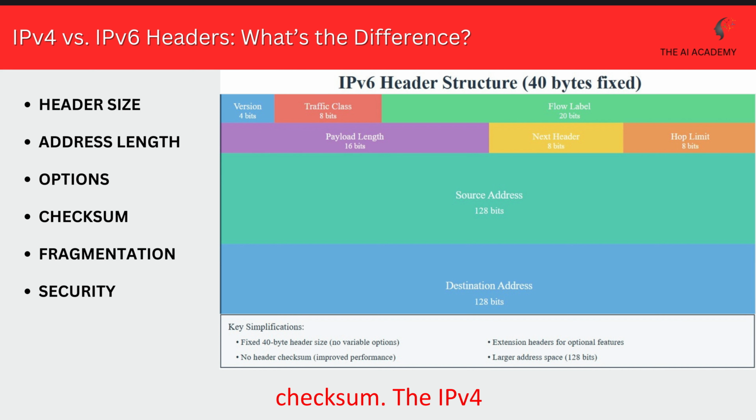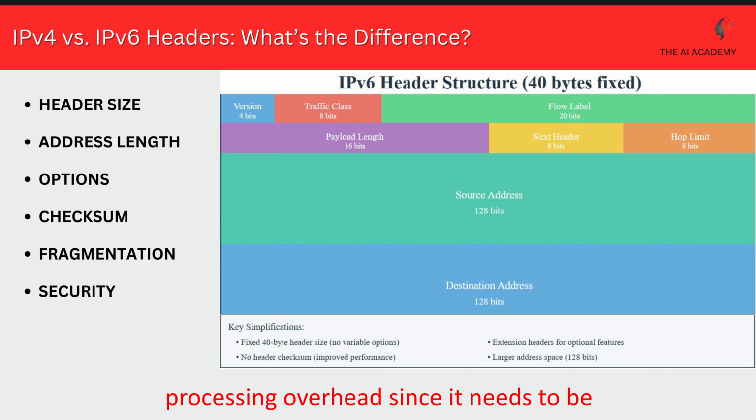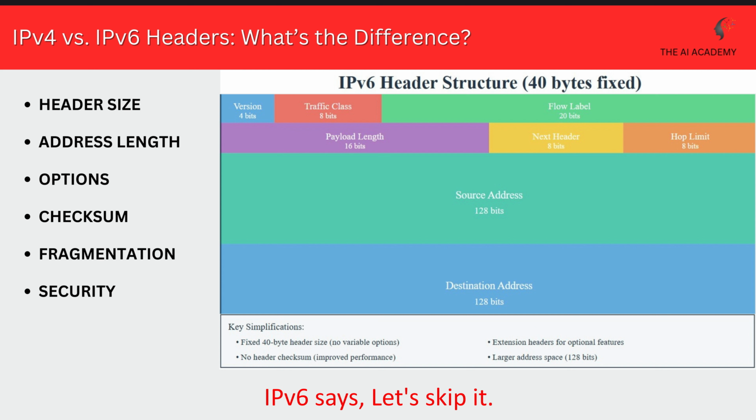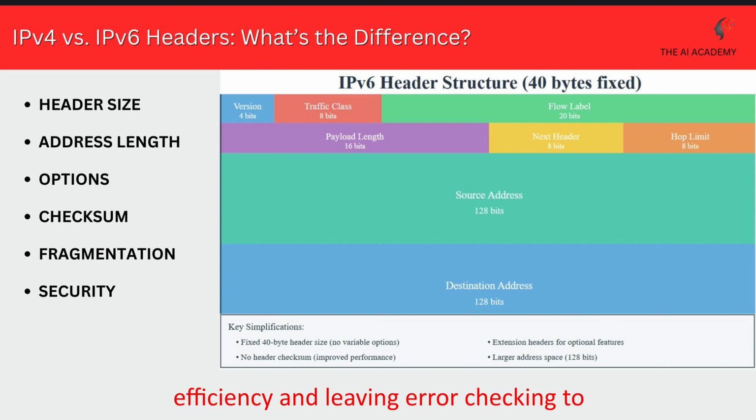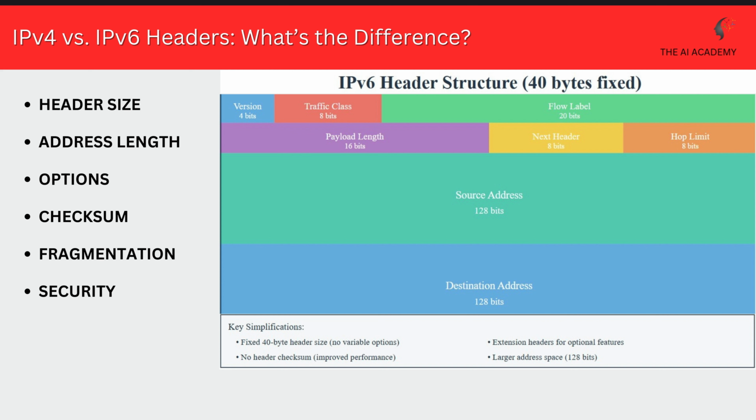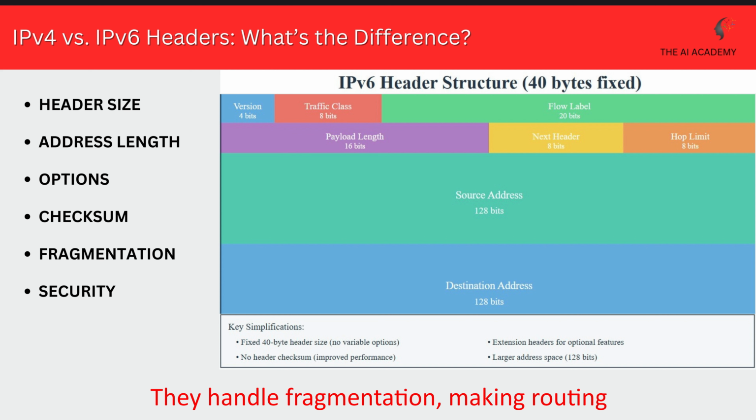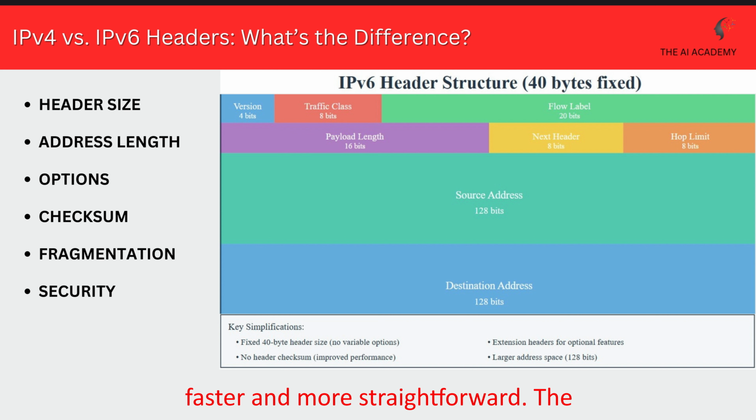The checksum. IPv4 includes a checksum, but it adds processing overhead since it needs to be recalculated at every hop. While IPv6 says, let's skip it. The checksum is gone, improving efficiency and leaving error checking to higher layers. The fragmentation. In IPv4, routers can fragment packets, which can slow things down. While IPv6 shifts this responsibility to the end hosts. They handle fragmentation, making routing faster and more straightforward.